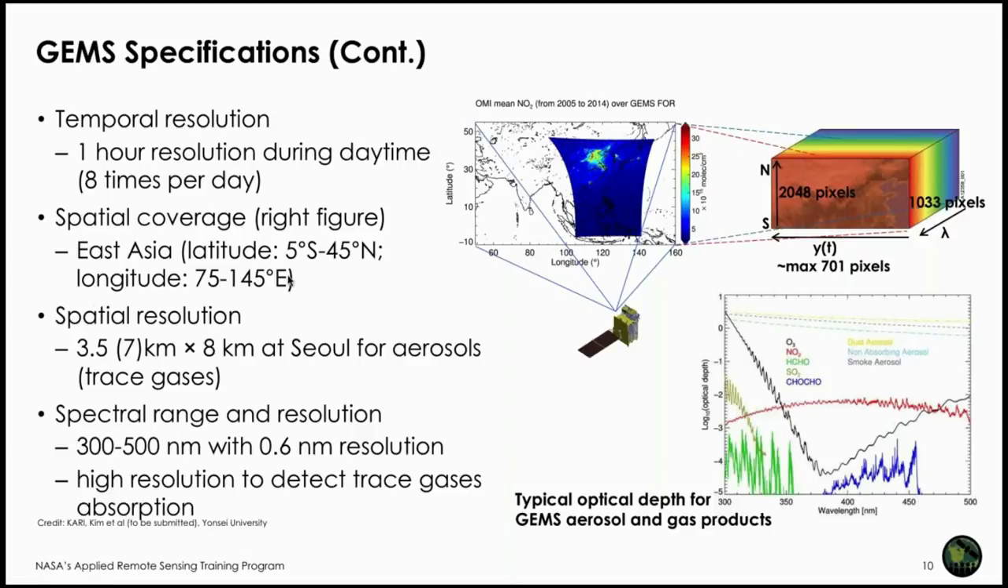The spectral range and resolution are here, 300 nanometer to 500 nanometer with 0.6 nanometer spectral resolution. It is very high resolution to detect trace gas absorption bands, like in the figures. Compared to aerosols, trace gases have high frequency absorption bands, like ozone the black line, NO2 the red line, formaldehyde the green line, or glyoxal the blue line. To detect these high frequency absorption bands, we need a very high spectral resolution measurement. So GEMS is focused on that measurement.